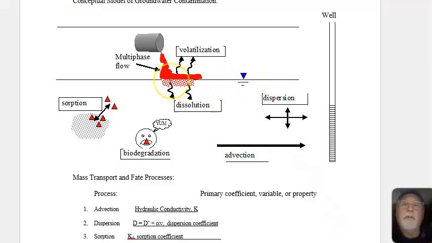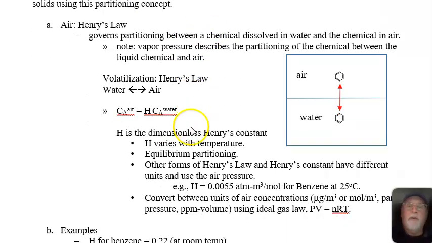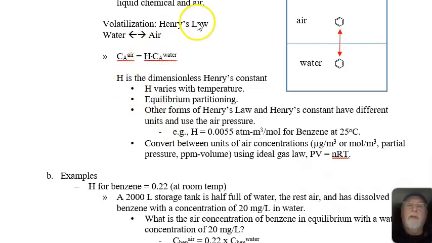Back to our setup here. So the chemical can come out of the gasoline itself into the air. That's the vapor pressure. We're going to concentrate on it coming out of the water. So it's dissolved down here in the water and it's coming out into the air. That we can calculate using Henry's law. The form of Henry's law that we'll use, we're going to use the dimensionless version of it.